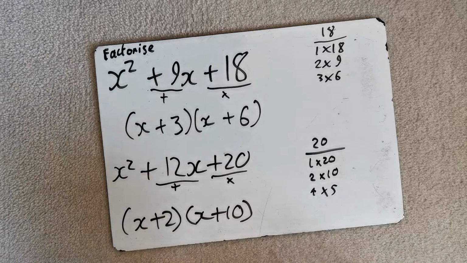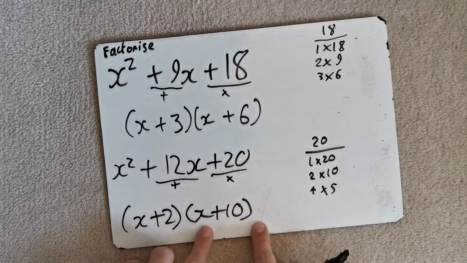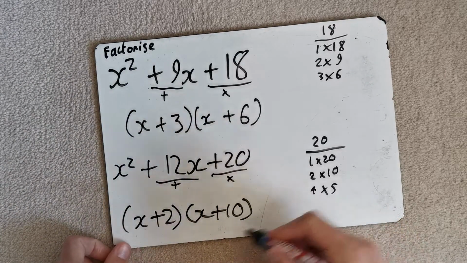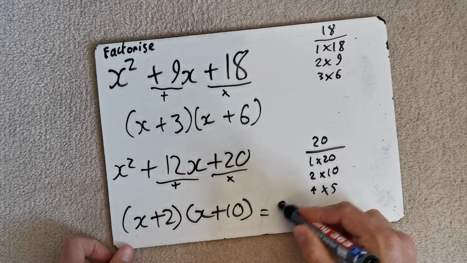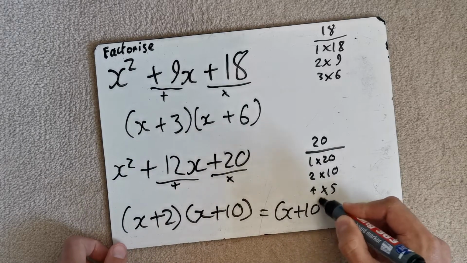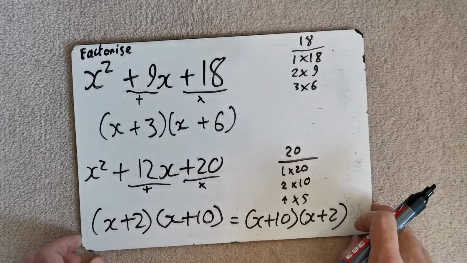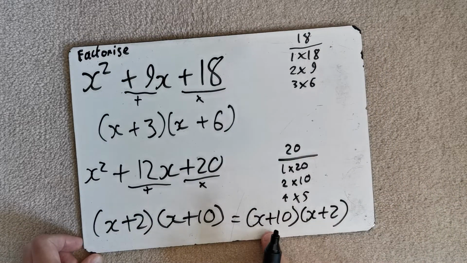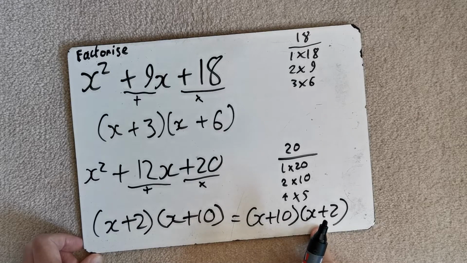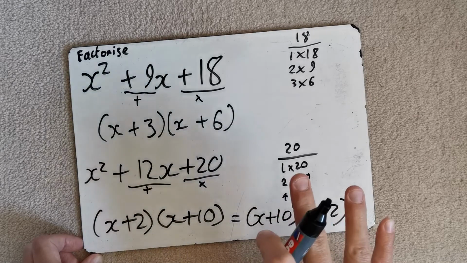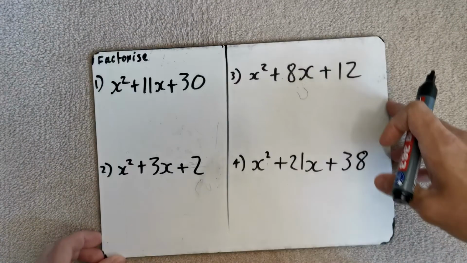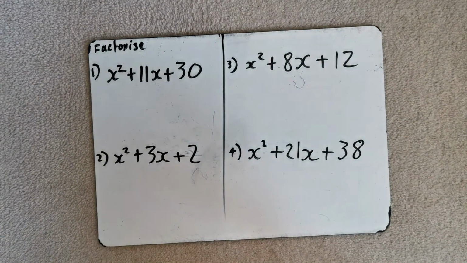Worth pointing out, it doesn't matter which way round you write these. Okay, so you could put x plus 2, x plus 10, or you could put x plus 10, x plus 2. Both are correct. Okay, but that is when they've got the same signs. Be careful, we'll go on to that a bit later. Hopefully you understood that. Have a look at these questions. Pause the video now, give them a go, and I'm going to go through the answers.